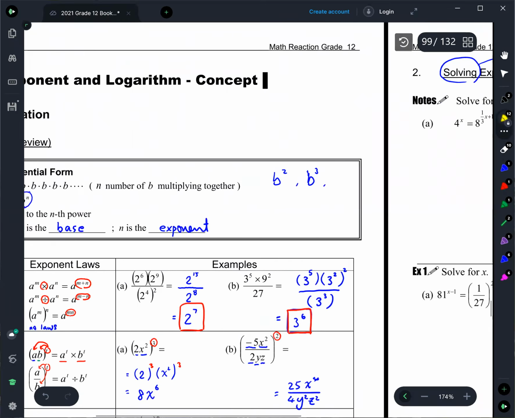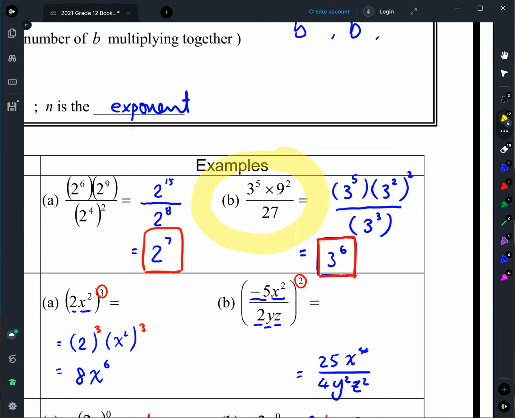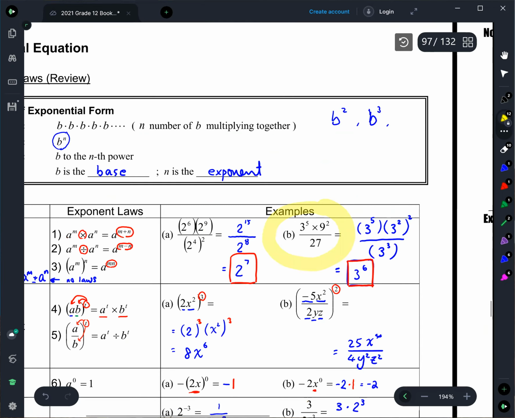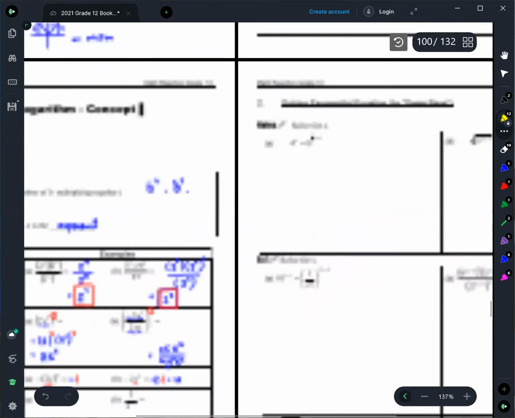We have base of 3, base of 9, base 10. They all have different bases, right? But then there's a common base that we can all change to. Like 9, we can turn it into 3 squared. 27 turns into 3 cubed. So that's called same base. If you don't have the same base, you can make them the same.